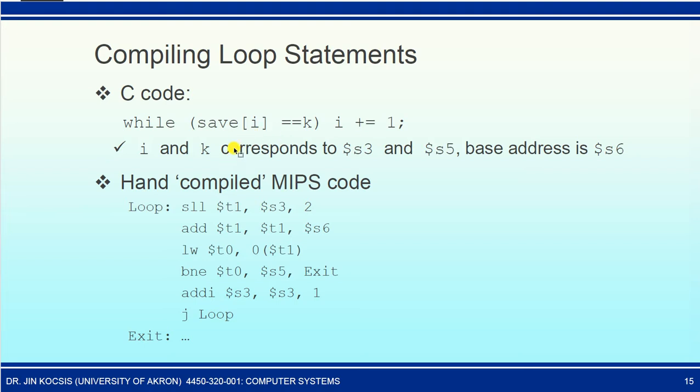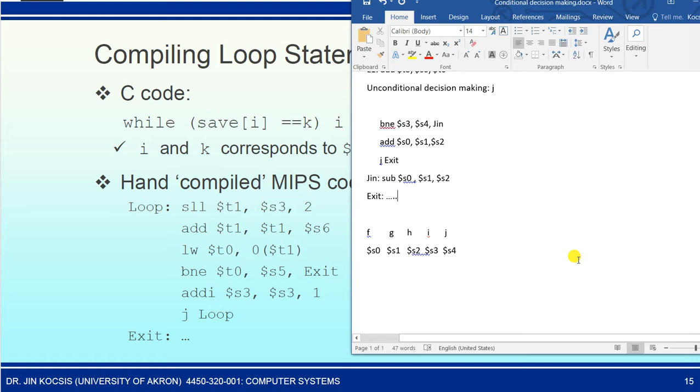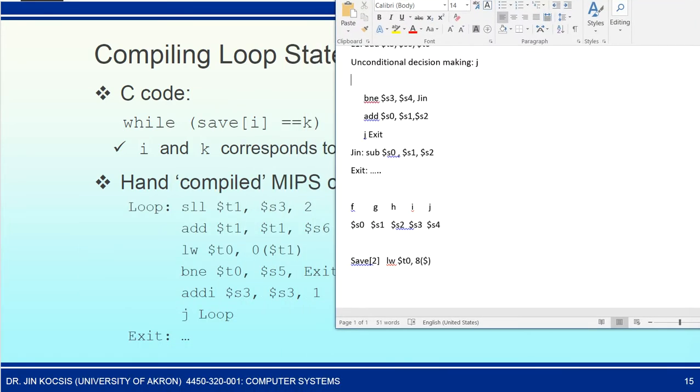So how to do that? First, I need to do the condition judgment. I need to know whether save[i] is equal to k. But before I do this judgment, I need to know where I can find save[i]. This is not save[1], it's not save[2], it's save[i]. i is a variable. It's a little bit difficult, right? Because if I try to do save[2], that is straightforward. You can directly use load, with any intermediate register like t0, and then 8, and the base address is S6. You can directly do so.